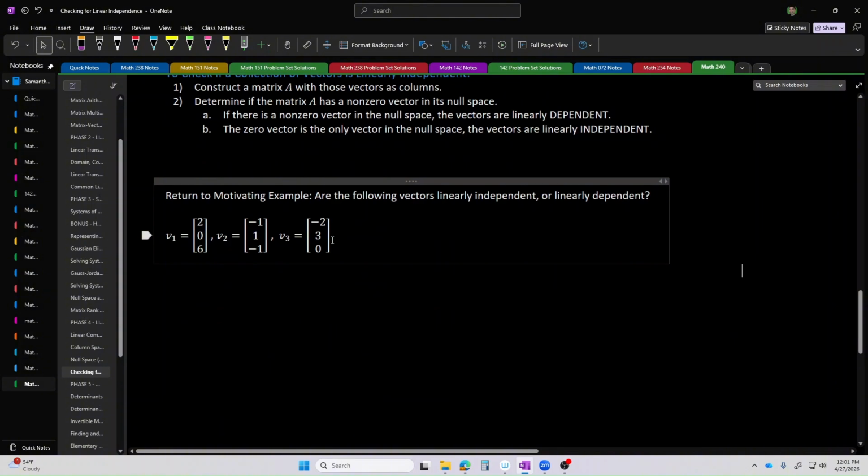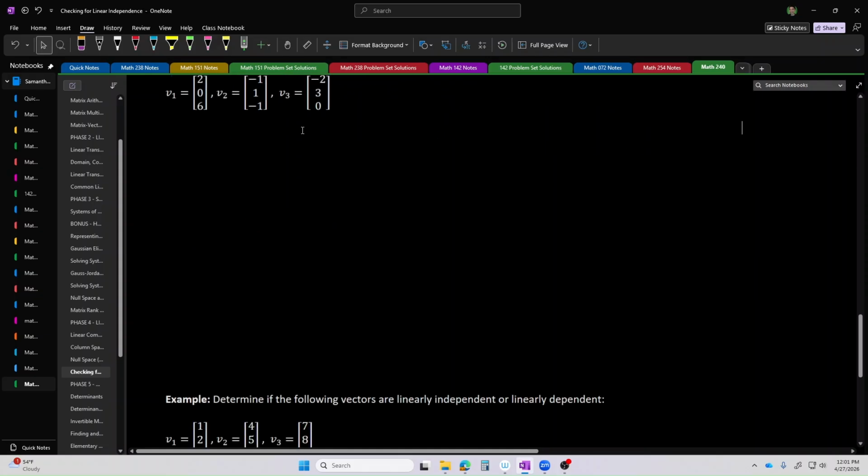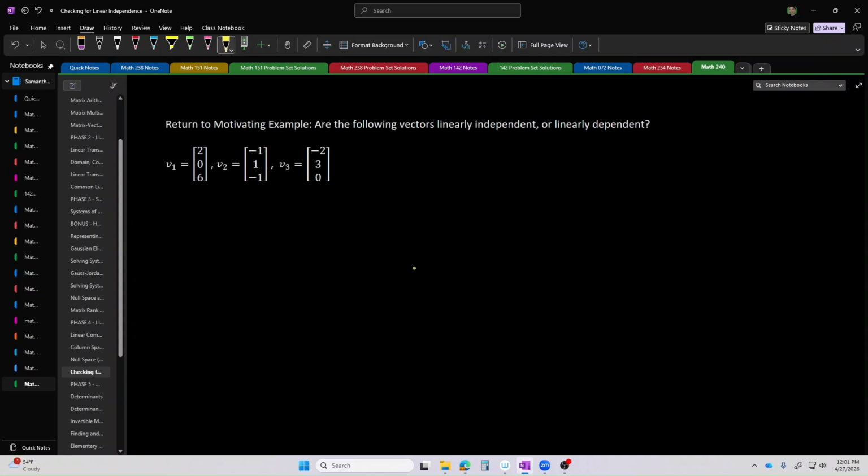With these three vectors provided to us, are these guys independent or are these guys dependent? To answer that question, let me go ahead and load these vectors into a matrix, row reduce that matrix, and see what I can say about its null space. First vector becomes the first column, second vector becomes the second column, third vector becomes the third column.